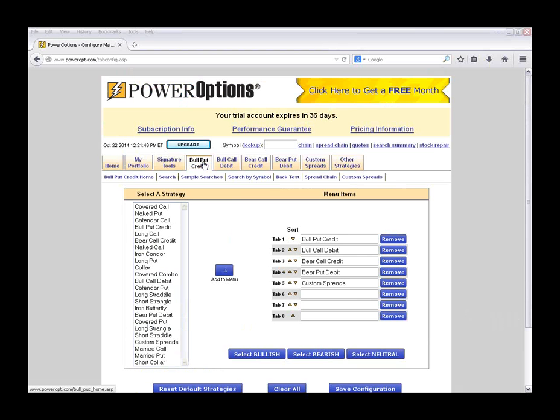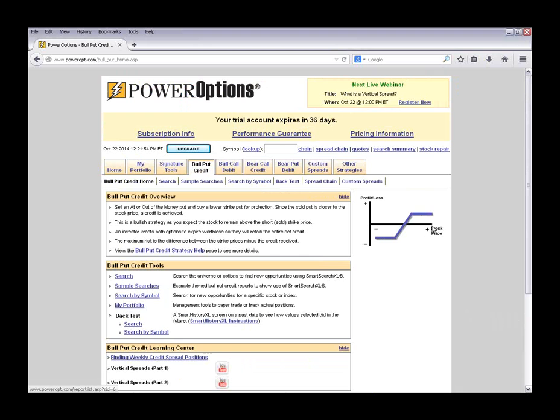All right, so let's go ahead and click on bull put credit. And then we see our basic profit and loss chart. We have some more detailed help information, but let's jump right in and go into the search tool.